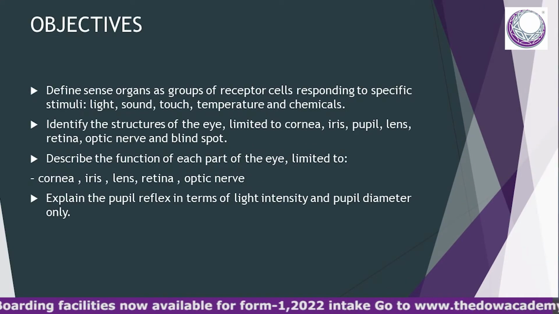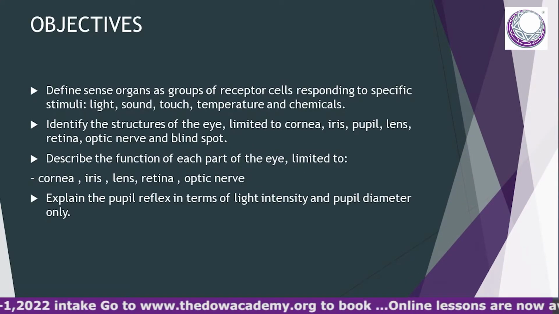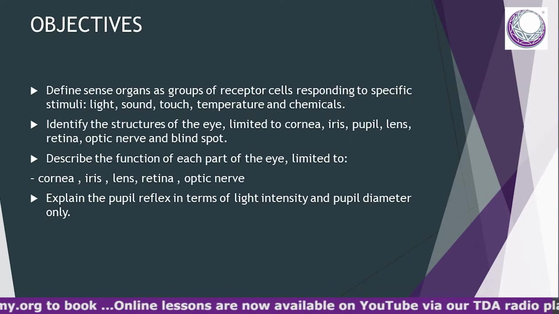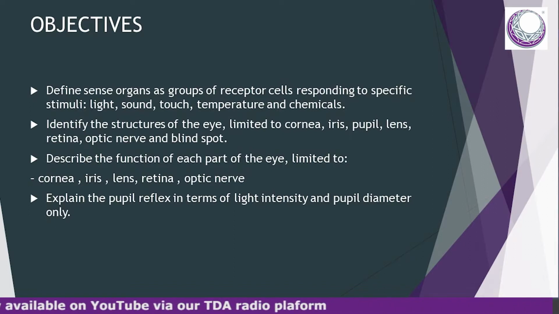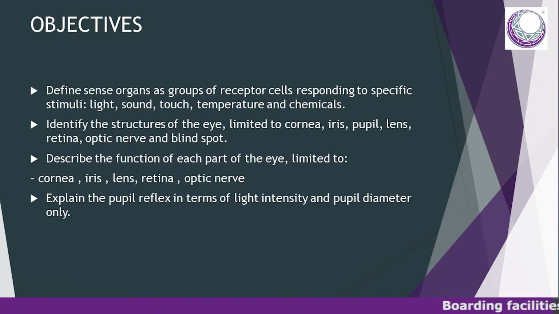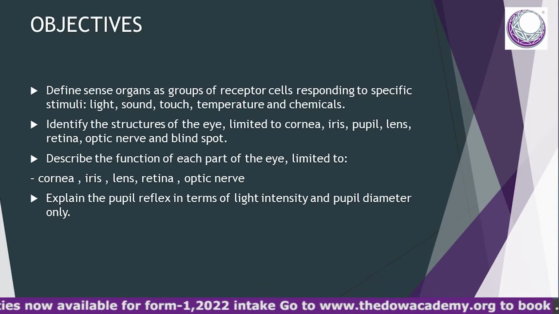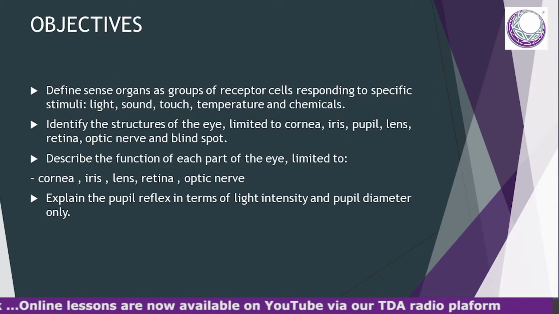The objectives of our lesson today are: first, define sense organs as a group of receptor cells responding to specific stimuli, that is light, sound, temperature, and chemicals, sometimes pressure. Second, identify the structures of the eye limited to the cornea, iris, pupil, lens, retina, optic nerve, and the blind spot.